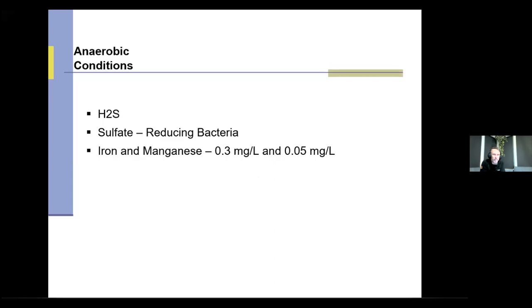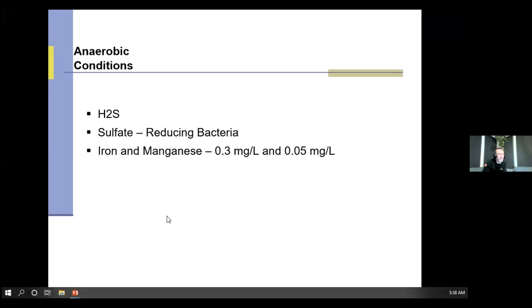It's a problem. It can actually start reducing iron and manganese, so you start seeing this come out of the water, and that's not what you want to see. It could be really bad here.